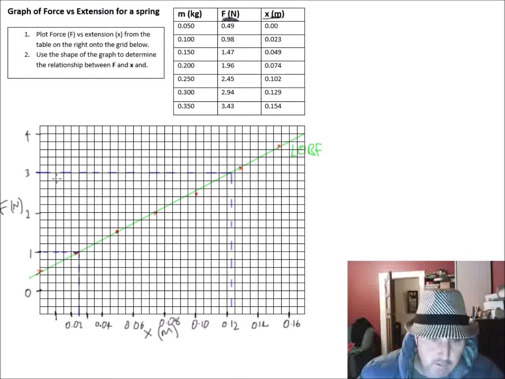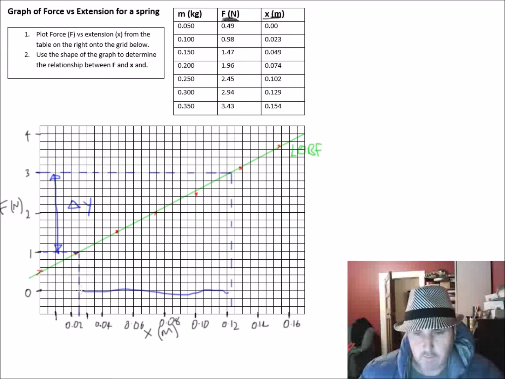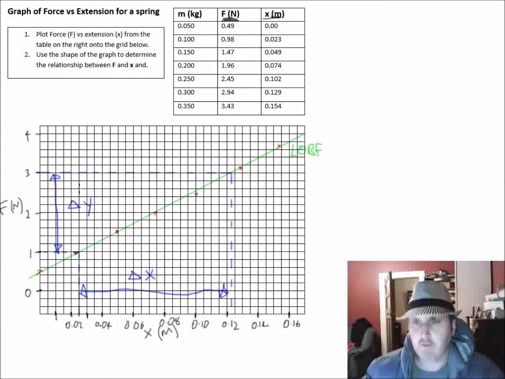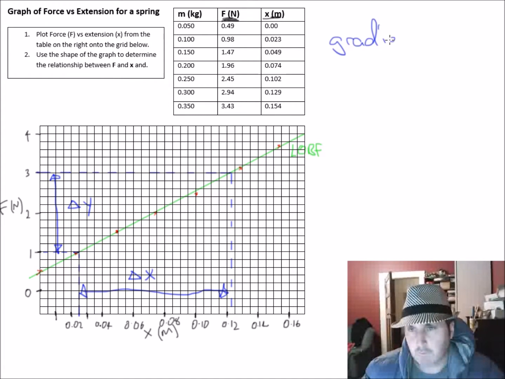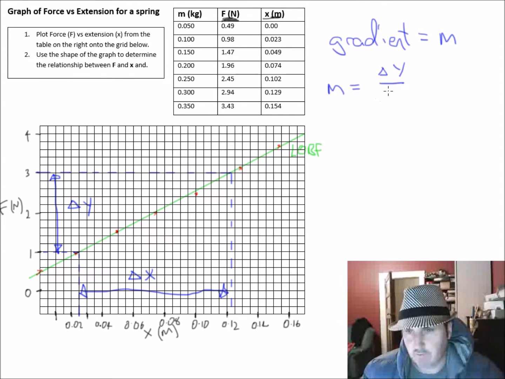Sweet. So this bit here, all the way from here to here, this is our change in y. Oh, sorry, that's a pretty messy arrow there. This is our change in x. Okay, and whenever we want to work out gradient, and of course gradient when we're doing graphs is equal to m, and m, the gradient, is equal to the change in y over the change in x.